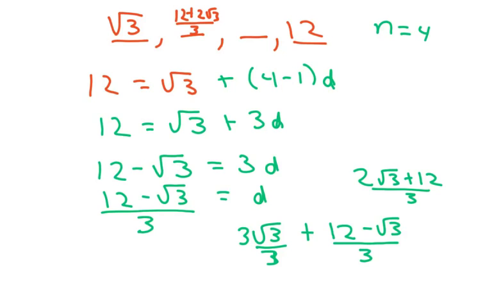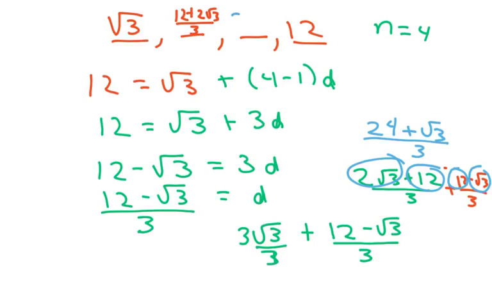And then you do that again. For this term, we're going to add 12 minus square root of 3 over 3. So these two right here are just going to be square root of 3. And these two are going to be 24. So you get 24 plus 1 square root of 3 all over 3. And if you do it one more time, things will cancel out and you'll just get 12. That one's kind of awkward.